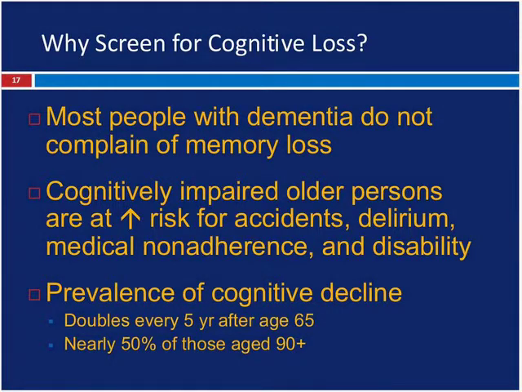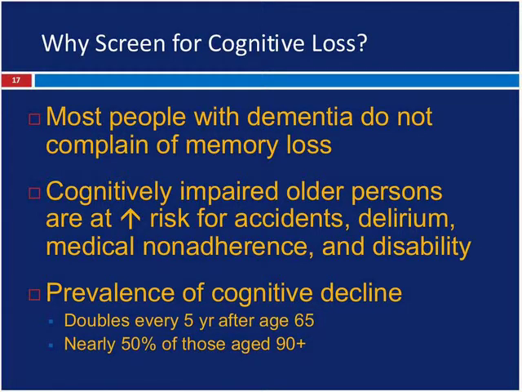So why screen for cognitive loss? This is a really important topic. It's very common. We're going to talk a little bit about the prevalence, but it's also important to know that most people with dementia will not be complaining of memory loss to you. You can, of course, ask about memory complaints, but often they will deny any memory difficulty. Cognitively impaired older adults are at increased risk for accidents, delirium, medical non-adherence, and disability.